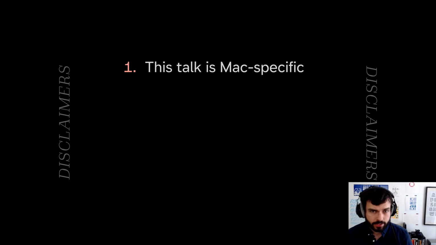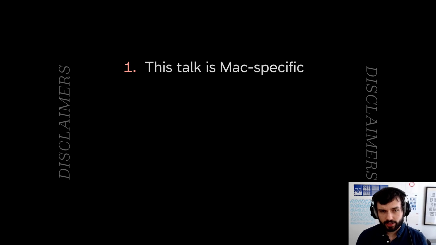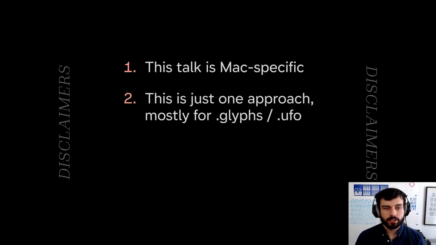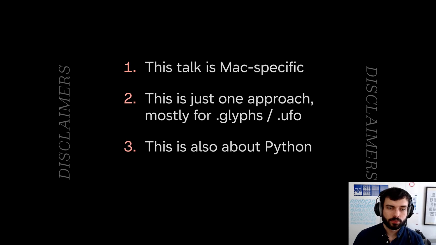So some disclaimers. This talk is Mac specific. It has some syntax probably that will work on a Mac, but not necessarily, say, Windows. A lot of the information will still hold, but I work on a Mac, so you'll see information around that. This is just one approach. It's mostly relevant to Glyphs and UFO formats, though, for instance, you could work in FontLab and export to UFO and then use this approach.